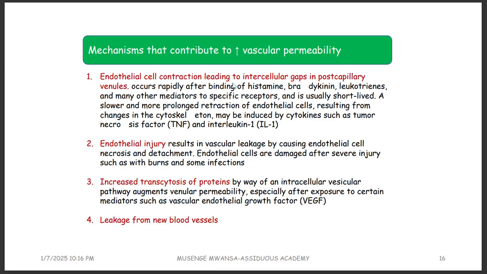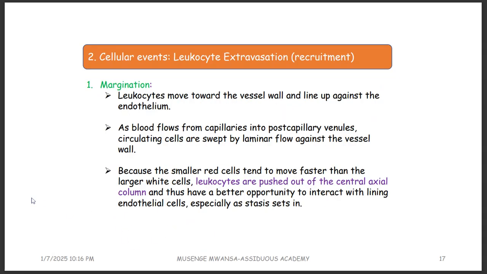Another thing that increases vascular permeability is direct endothelial injury. If the endothelium has been injured, there can be spaces and things start leaving. There can also be increased transcytosis of proteins, where proteins are leaving the cell through the endothelial junctions, in response to certain mediators like vascular endothelial growth factor. Also, when new blood vessels are forming, they are a bit weak, and so things can leak from these new blood vessels.